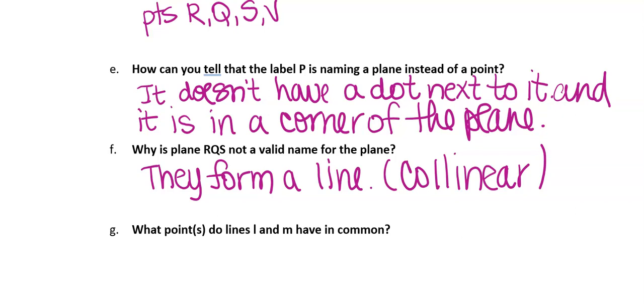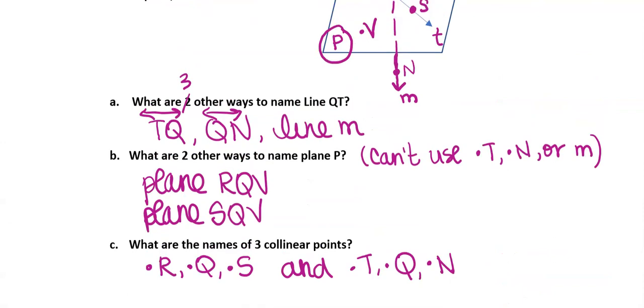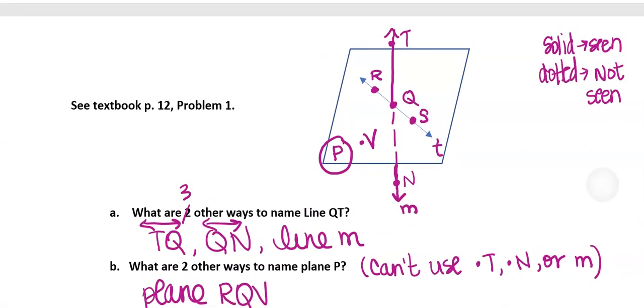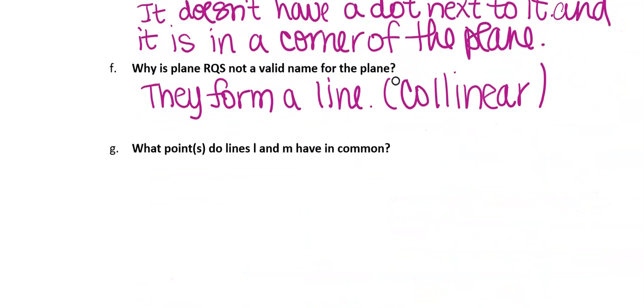What points do lines L and M have in common? So we're going to look for the intersection. Line L and line M intersect at point Q, and you do need the symbol as well as the letter.